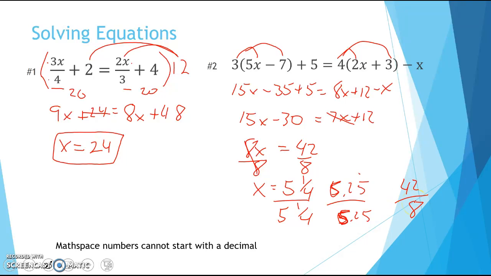What we would not be able to do is, if we get an answer that's like 0.5, we wouldn't be able to write it as just .5. It would have to be 0.5. So as you enter your answers into MathSpace, one of the things you're going to want to remember is that when you have just a decimal, you would have to start with a zero before the decimal point.